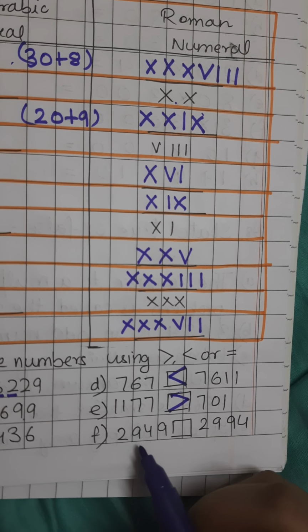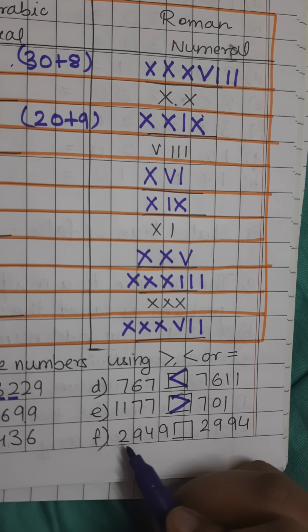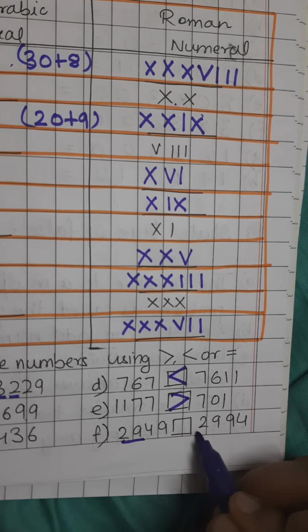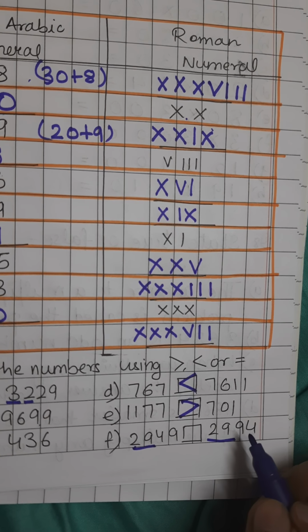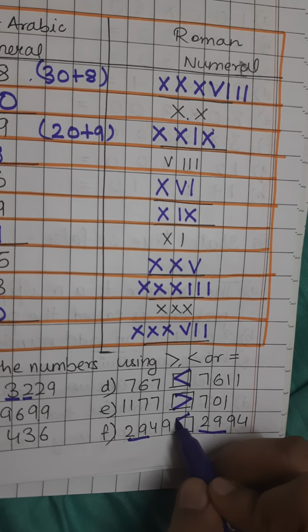Now next is bit tricky. It is 4-digit both the numbers. So first two digits are same of both the numbers, right? The next one is 4 and 9, so definitely this is greater.